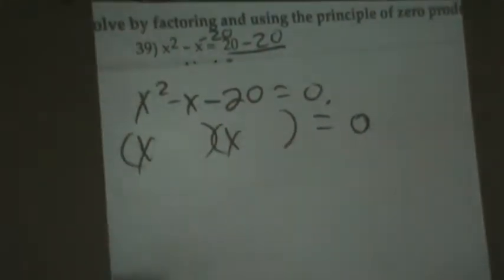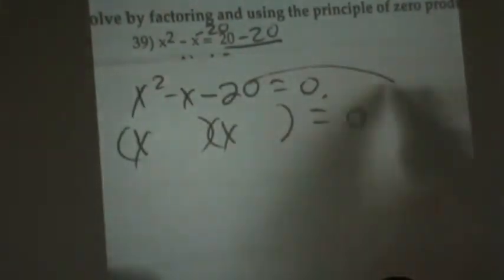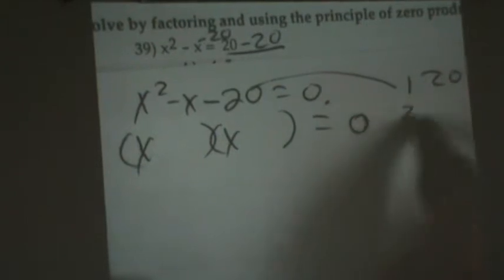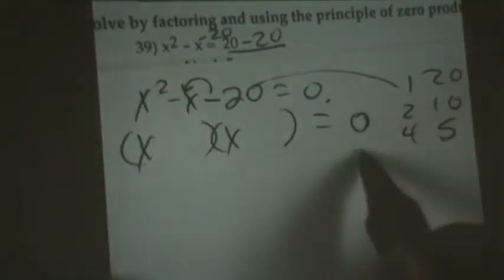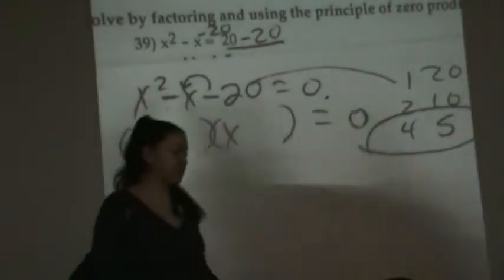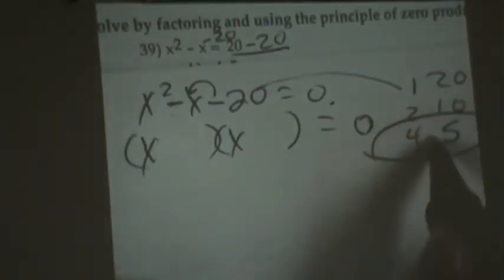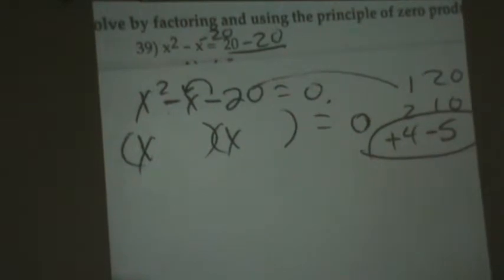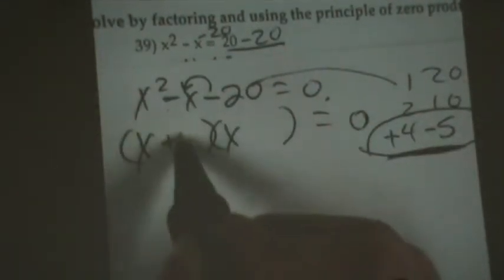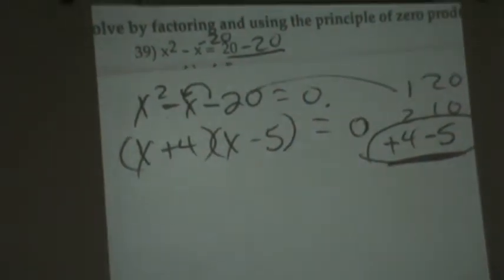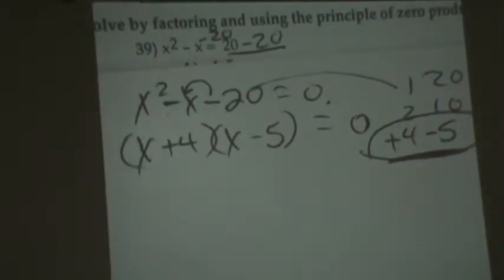Okay, factor it. X squared is x times x. 20 is 1 times 20, 2 times 10, 4 times 5. Subtract to give you 1. Negative 1. So we need a negative 5 and a positive 4, right? To get a negative 1. Now set each factor equal to 0.